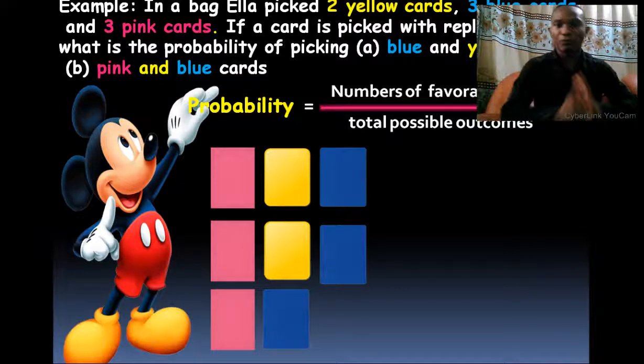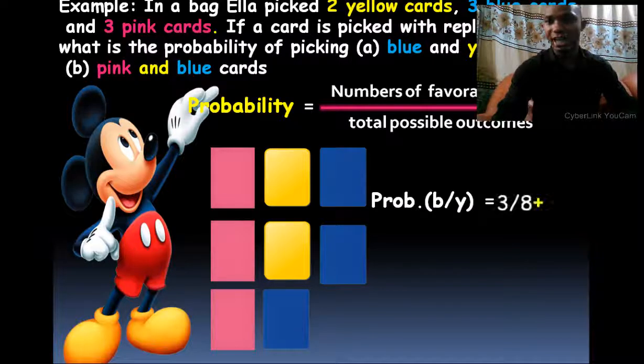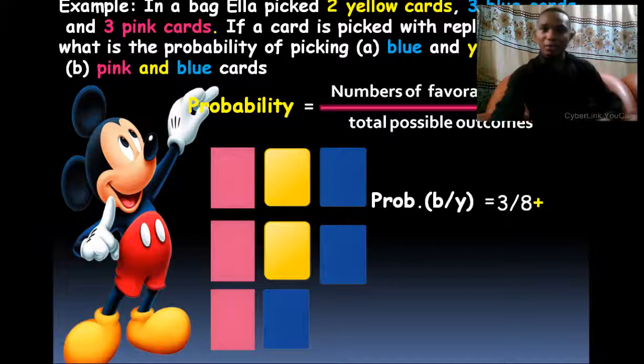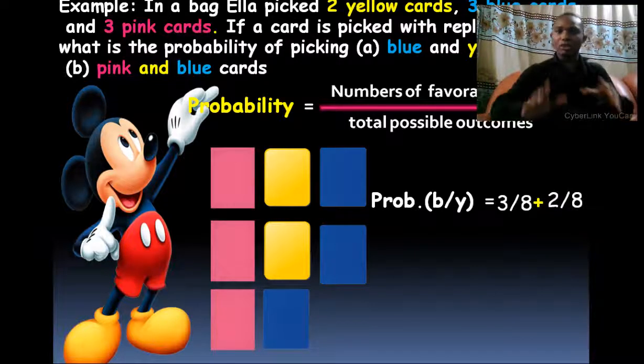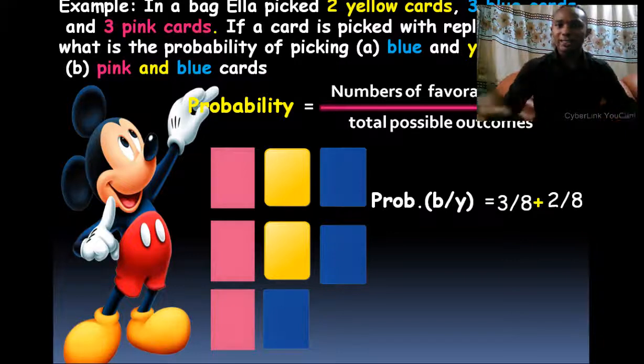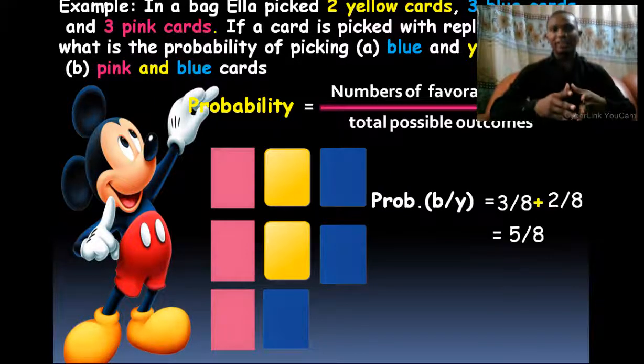Now let's pick for the first question. Probability of picking a blue and a yellow. The probability of picking a blue card is 3/8. That's 3 out of the total, which is 8. And the probability of picking a yellow card is 2/8. That means 2 out of 8. Then adding the two fractions together, 3/8 plus 2/8 gives us 5/8.